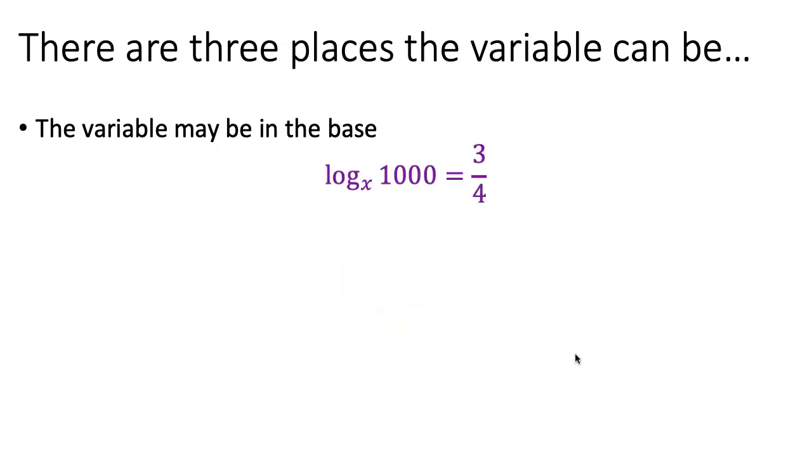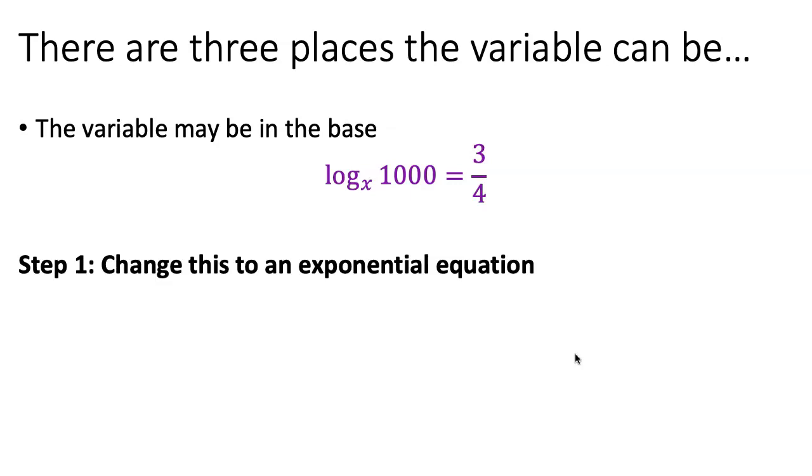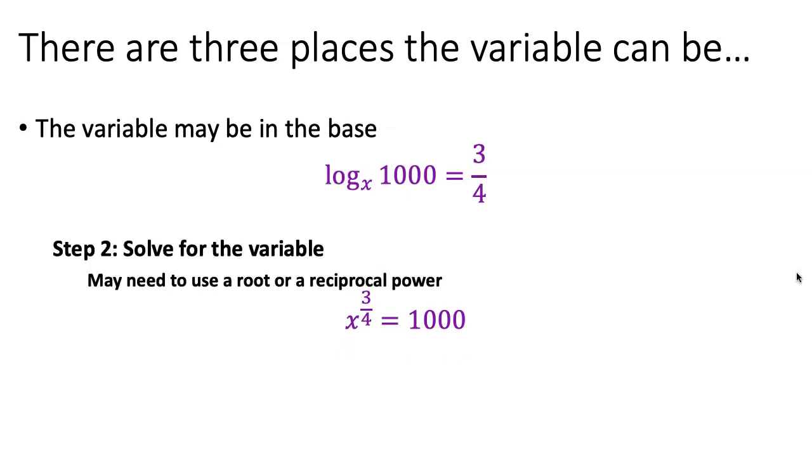Check this one out. Log base x of 1,000 equals 3/4. We'll just keep following the same strategy. Change it to an exponential equation. Here's our base, here's our exponent, and that's what it's going to equal when we take the base to the exponent. So x to the 3/4 power equals 1,000. Now to solve for the variable, we're going to have to use either a root or a reciprocal power. Since we have a fraction for an exponent, I'm going to suggest using the reciprocal power. So the reciprocal of 3/4 is 4/3. And we'll take both sides to the 4/3 power.